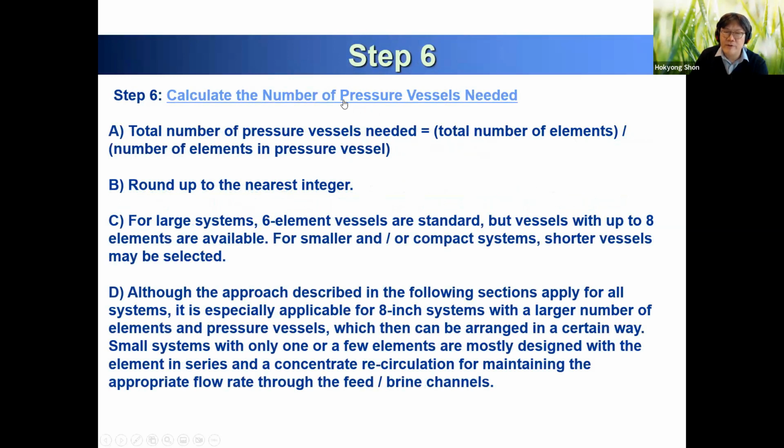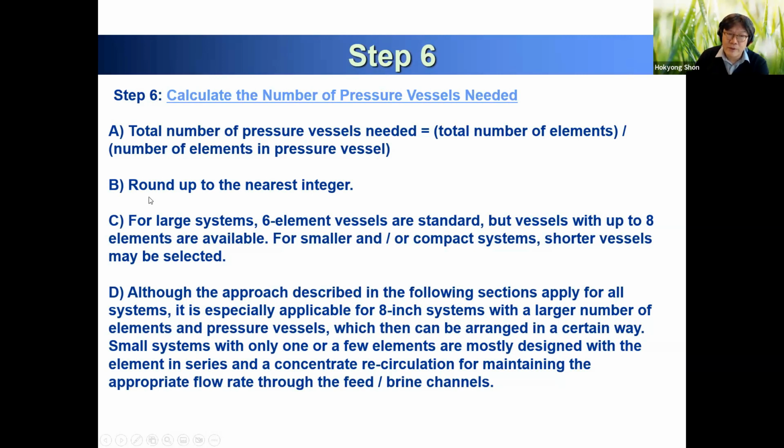After step 5, once you know the number of elements, you can get how many pressure vessels are needed. So the total number of pressure vessels is equal to the total number of elements, which we already got from step 5, divided by the number of elements per pressure vessel. In a pressure vessel, we can put maybe 7 or 6. Then, with around 12 elements, you can say how many pressure vessels are required based on your total number of elements.